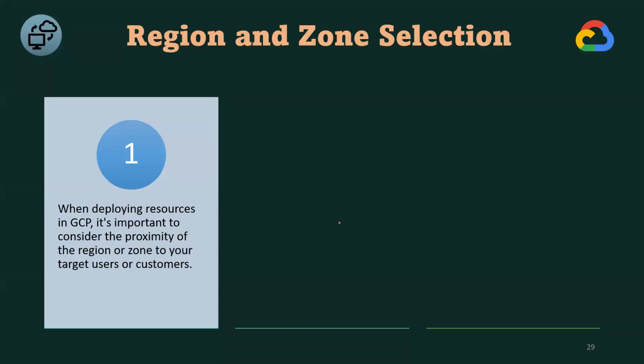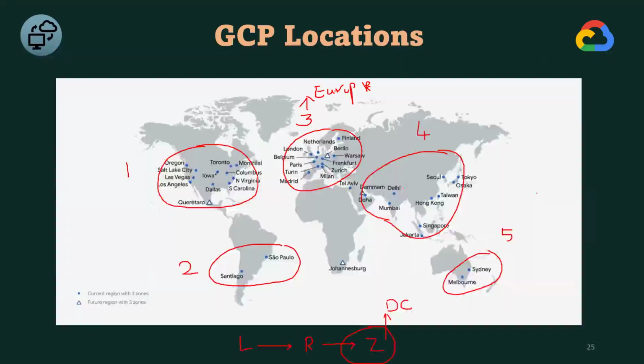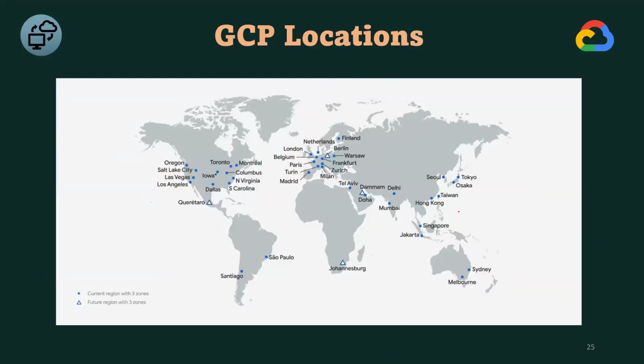So, sir, whenever you are trying to create any resource, assume that this is a world map. In the world map, in total we have 5 locations: location 1, location 2, location 3, location 4, location 5. Let me go to the world map. Whenever you are trying to create or deploy any resources in GCP, we should think about the target users. The region and zone have to be near to your target users or customers. Let me tell you a simple example. Assume that you are in India.